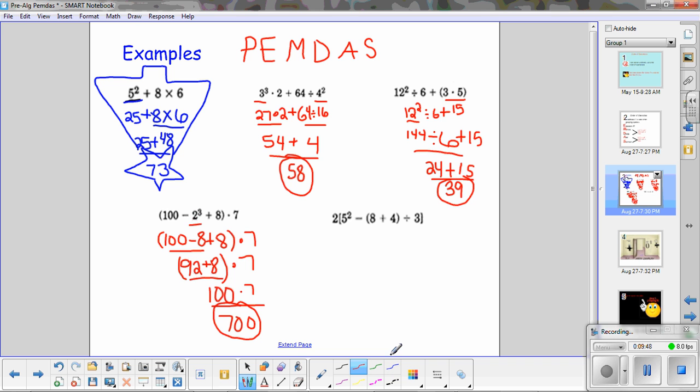All right, our last example has a lot going on in it. These brackets here are just another type of parenthesis. So we're going to go to the parentheses, and inside the parentheses, you follow the order of operations, and we have more parentheses inside the parentheses. So we're going to go all the way inside here to the 8 plus 4. 8 plus 4 is 12. Again, once you get down to a single number, you don't really need to put the parentheses anymore. But now I'm going to rewrite the rest of the problem.